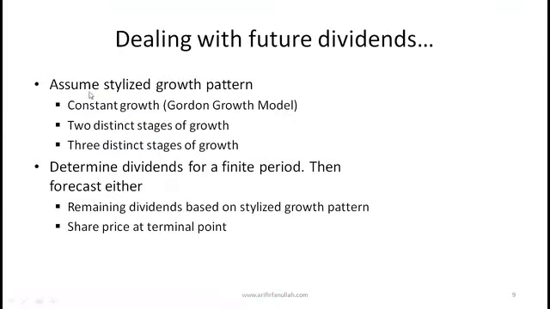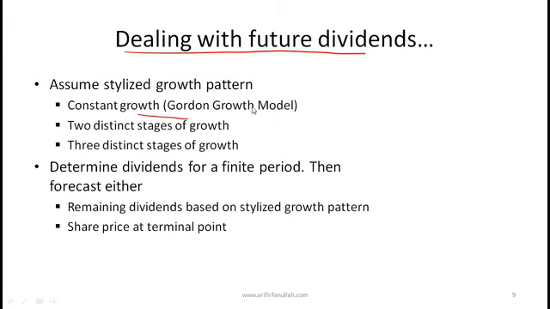Okay. Assume stylized growth pattern. So now the question is, how do you deal with future dividends? Obviously, when you come up with the value today, you need to figure out the present value of all future dividends. So you can't just keep discounting back 1 million dividends. So what do you do? You assume a pattern. What is the simplest pattern that we might assume?